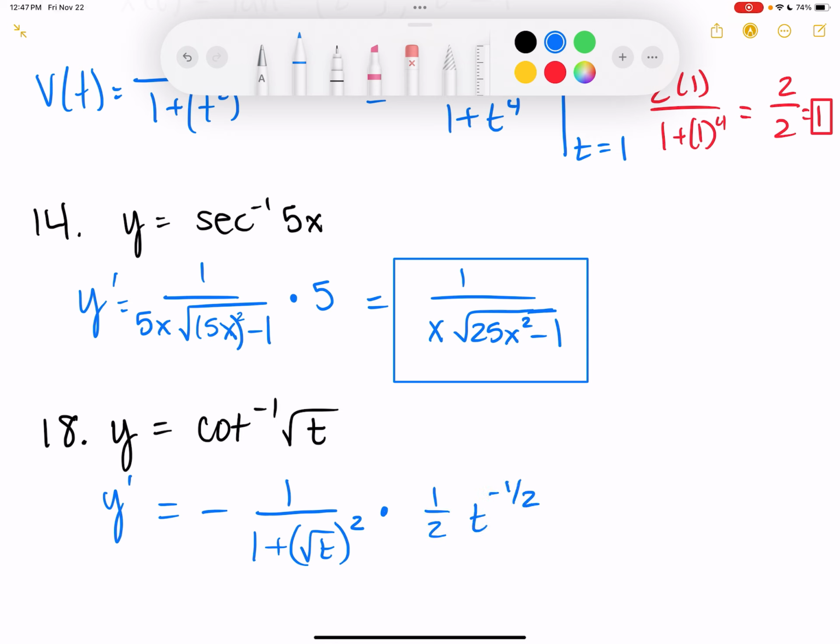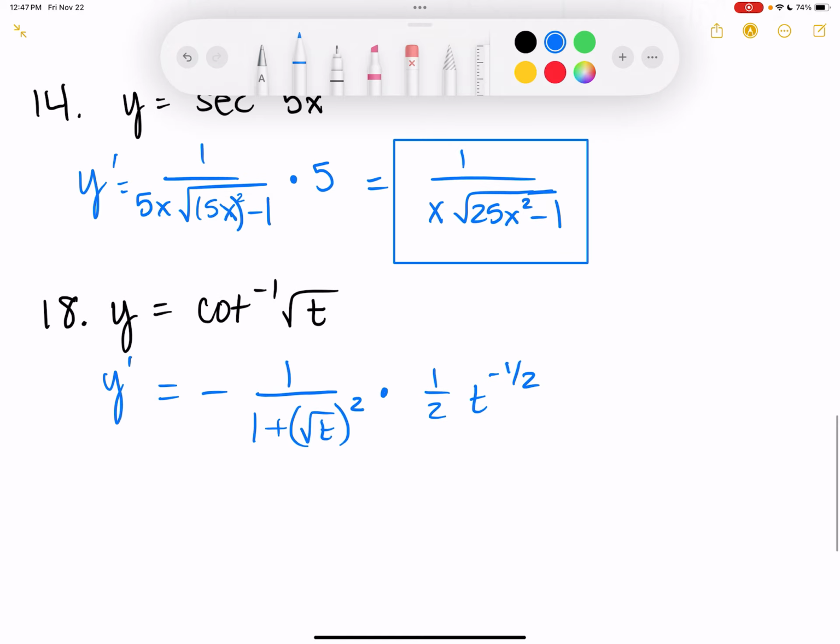So, when I redo this, this square root of t squared is just going to become t. I'm going to put this 2 and this on the bottom. So I'm going to have negative 1 over 1 plus t times this other stuff. So I'm going to put that in parentheses. So times 2 times the square root of t.